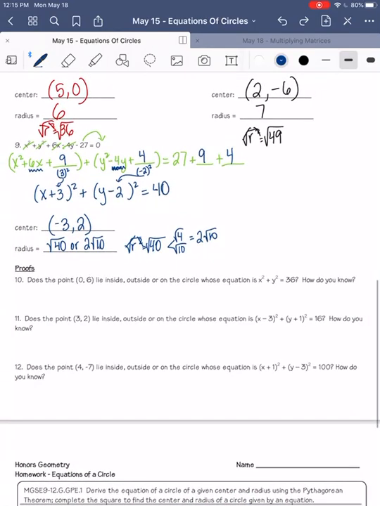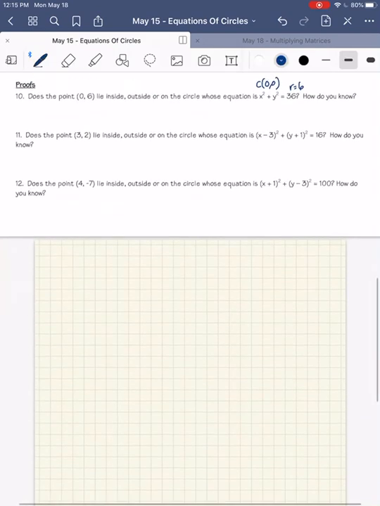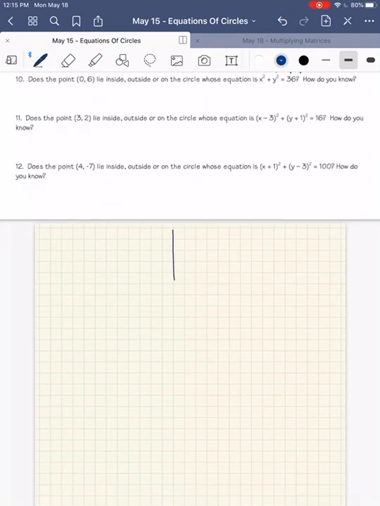Okay, so the last type of problem says, does the point (0, 6) lie inside, outside, or on the circle whose equation is blah? And how do you know? All right, so one way is you could draw a circle. Okay, so let me show you. So I'm going to draw a circle. The radius is 6 and the center is (0, 0). Okay, so I'm going to draw a graph. And my center is at (0, 0), and it has a radius of 6.